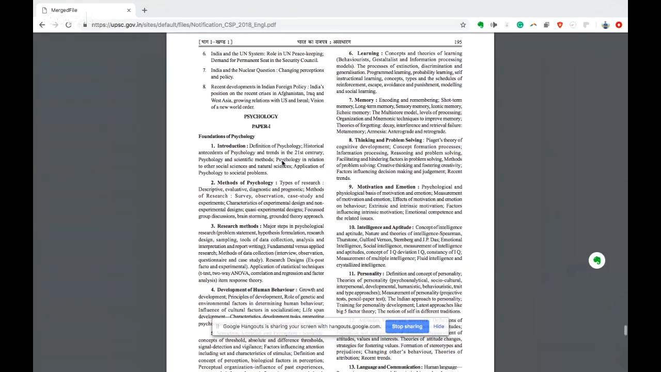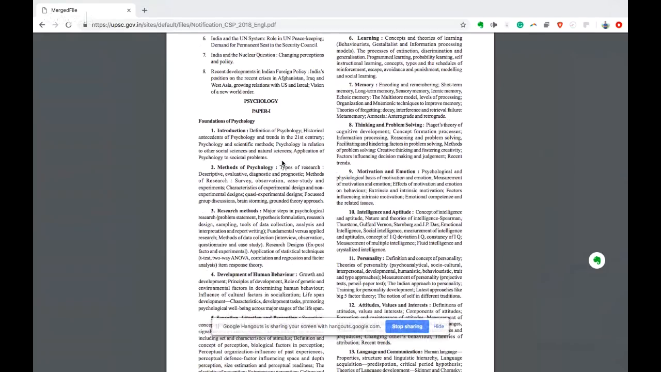So starting with the first chapter of paper 1. Basically the whole psychology exam would be divided into two papers, paper 1 and paper 2. So paper 1, the first chapter is introduction. It will basically deal with what psychology is, and let me zoom this a bit.